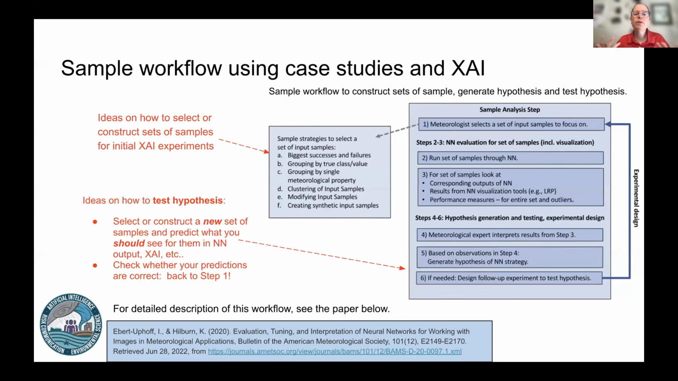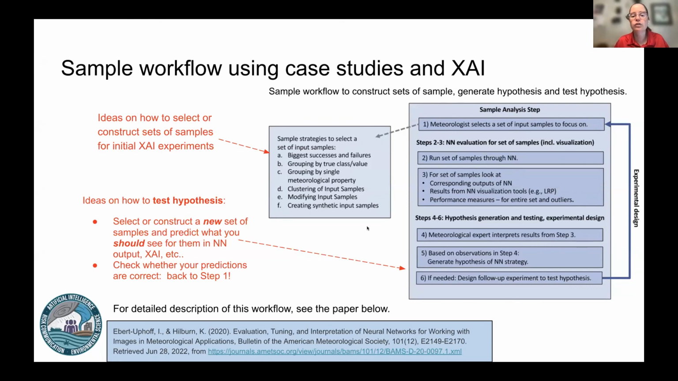This is a paper looking at how you could do a workflow using case studies in XAI. Here we have a sample workflow that helps you construct your sets of samples, generate your hypotheses, and test your hypotheses. In the first part, you want to figure out what samples you want to focus on. Here are some strategies you might look at.